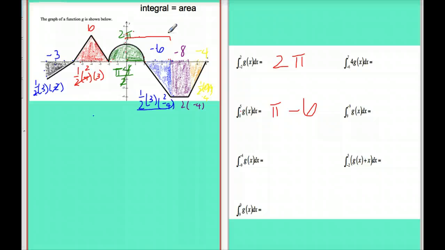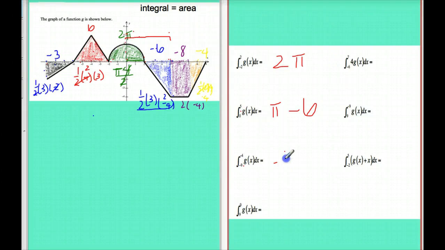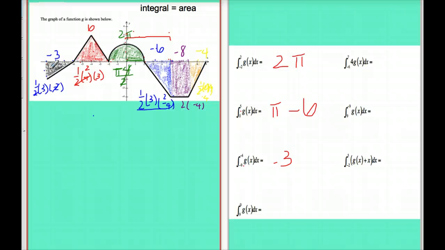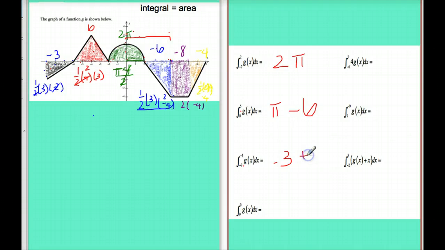The next one says I need to go from -9 to -4. So -9 is that black triangle, and -4 is half of the red triangle. So what I do is I have that -3 from the black triangle. Then I need half of the red triangle, so 6 divided by half of it gives me -3 plus 3, which gives me an area of 0. Good.